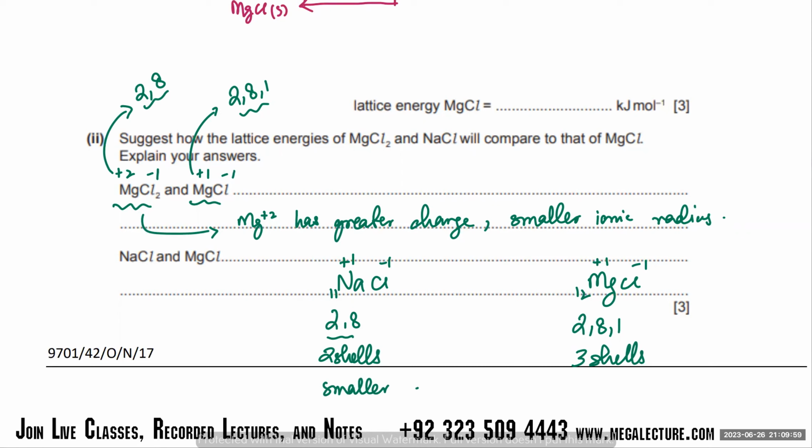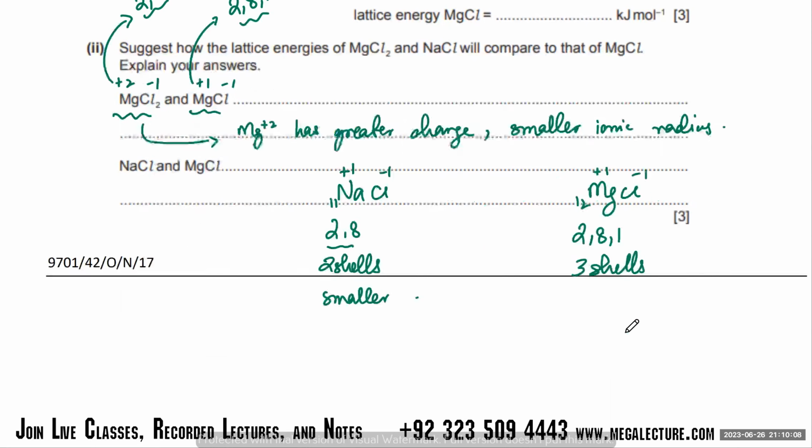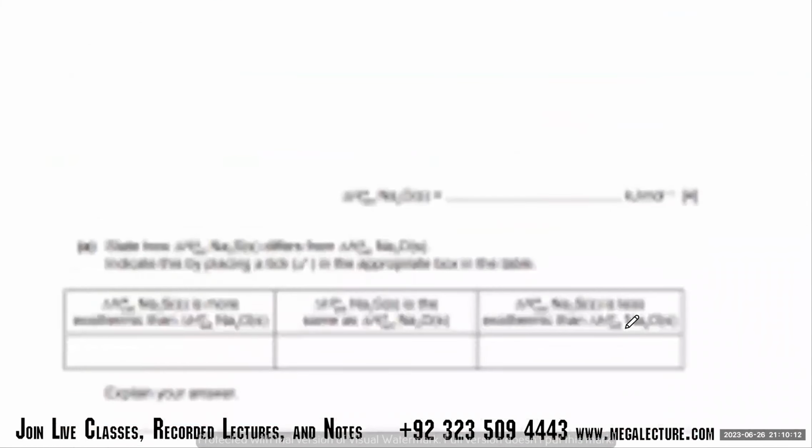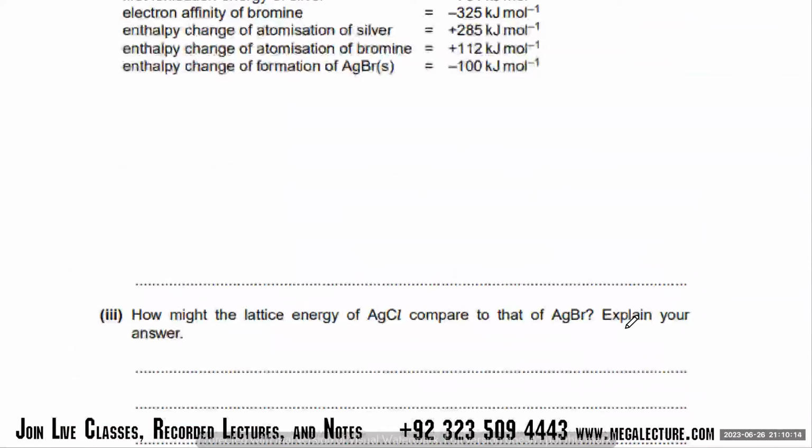Okay, so the proton argument, you can only use it if they have the same electronic structure. If not, like in this case, this one is clearly the bigger one. Okay, is this clear? Yes. So that's again sodium oxide.